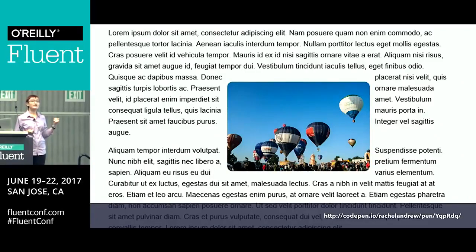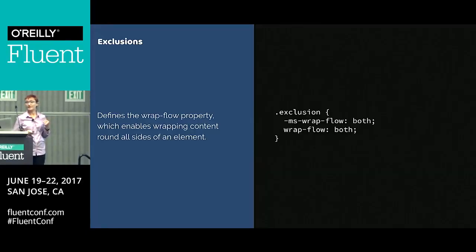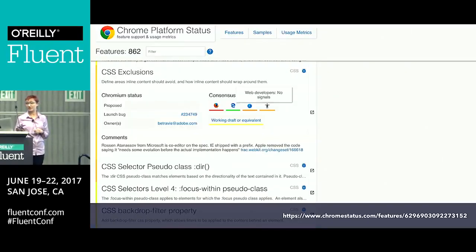You need to use Edge to see this. It's only implemented in a Microsoft browser. This is all you do. You position the item with some method, maybe with grid layout, and then you just say wrap-flow: both. So content, please wrap round this item. As I say, it is only in Edge.